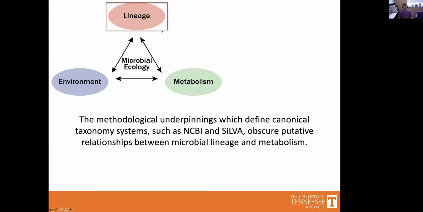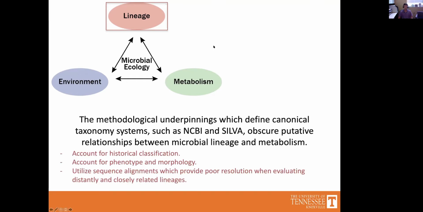Over the past 20 years, a variety of different taxonomic systems have been proposed. NCBI and Silva are some of the more common ones that have been used lately. What I'm really going to say about this is that these taxonomic systems are not sufficient when trying to constrain the relationship between lineage and metabolism. And this is due to some underlying issues.